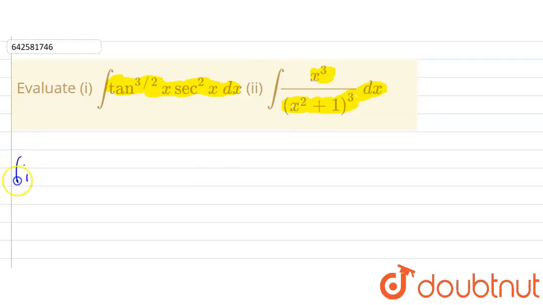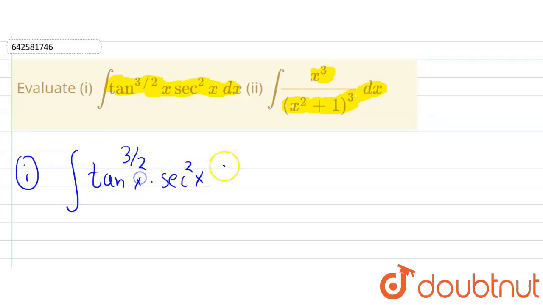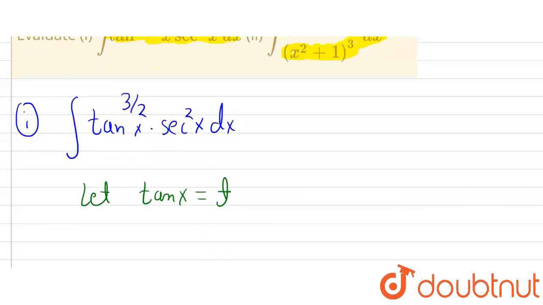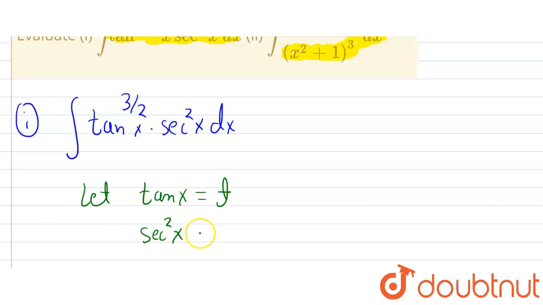So let's take the first part, which is the integral of tan to the power 3 by 2 x into sec square x dx. Now let's solve it. Let us assume tan x is equal to t. If we differentiate both sides, the derivative of tan x is sec square x, so sec square x dx equals dt.